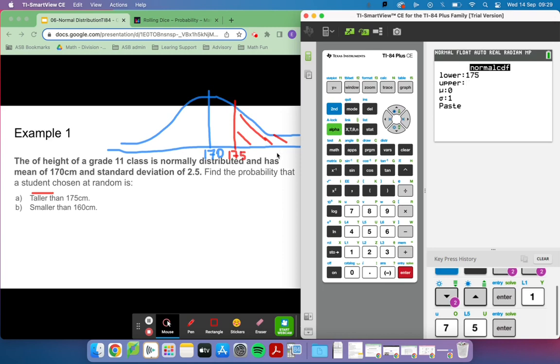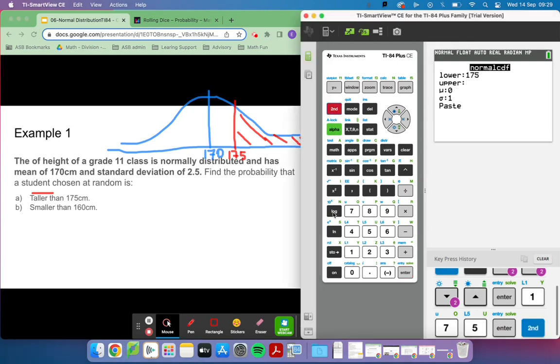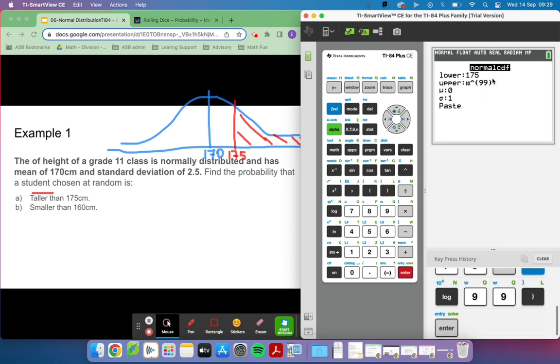The upper bound, well, there's no end to our normal distribution curve, right? This continues until infinity, technically. So our upper bound is going to be a really, really big number. I like to use a big number like, for example, 10 to the power of 99. And make sure you close this bracket here. So 10 to the power of 99 is a huge number. And then I'm going to input my mean, which is 170, and my standard deviation, which is 2.5.